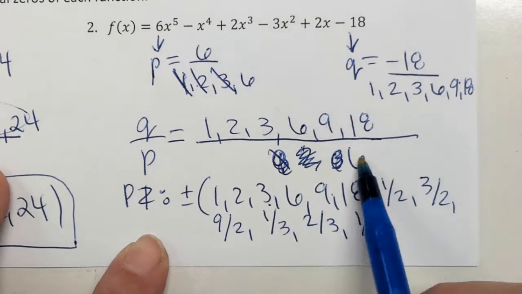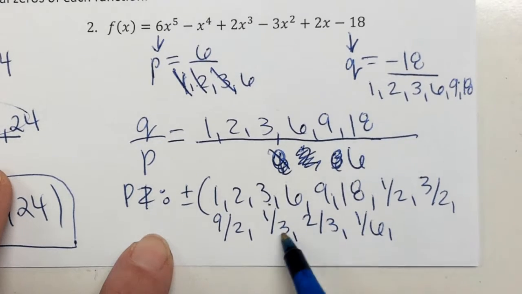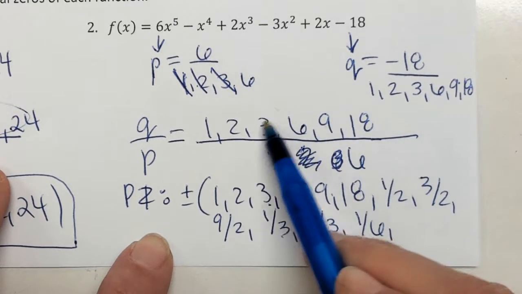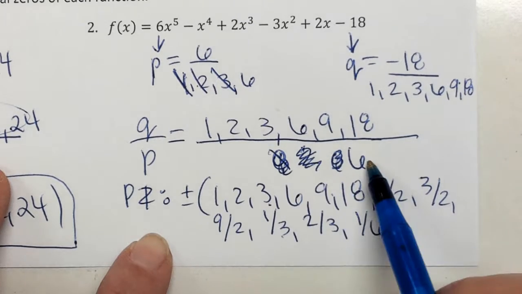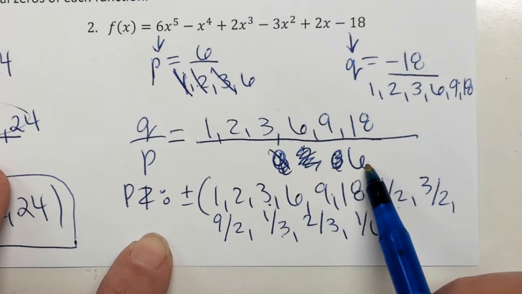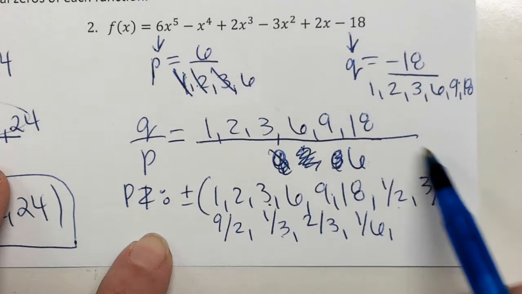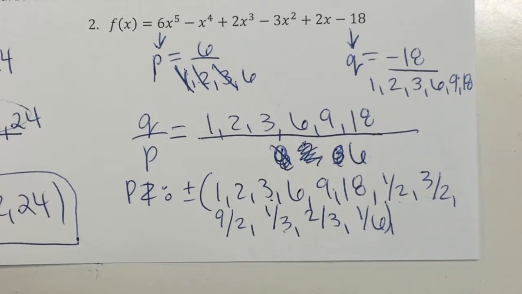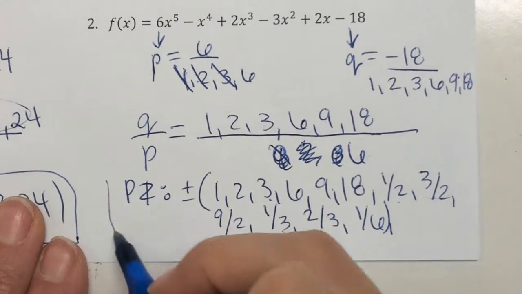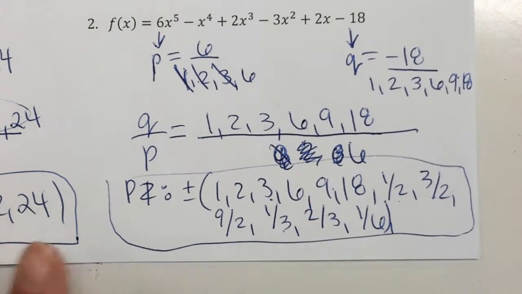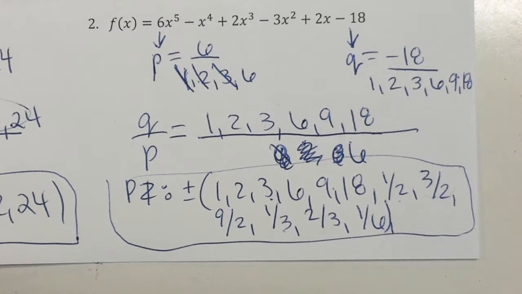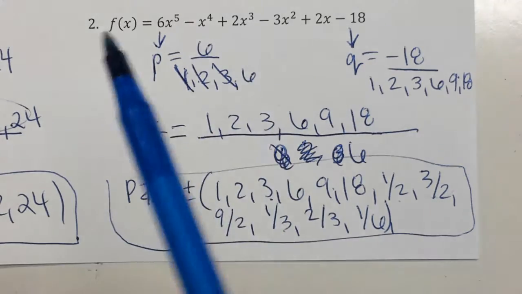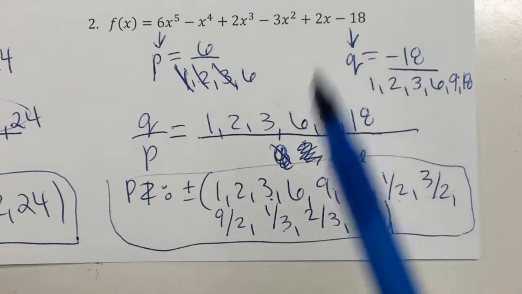Alright, the next one would be 2 over 6, which simplifies to what? 1/3. We already have that one. Next one would simplify to? 1/2. We already have that one. Next one? 1. Next one? 3/2. Good. Next one? So we already have them all right there. Now, what's the point of this? For us to find the zeros, if they don't give us anything, that's why we have to list these. Okay? So right now, we have to take some of these and plug them into this function, this polynomial, to see what gives us what when we plug it in.